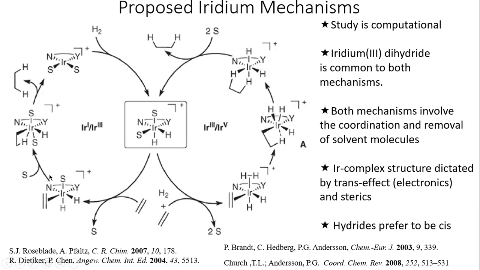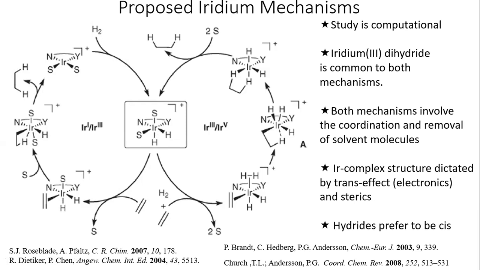And on the other side is more traditional, right? You start here, you add in your alkene, you kick off a solvent molecule, and you go here to this cationic complex, and you add in solvent, which takes you back to iridium 3. And then you just do your insertion followed by reductive elimination to give you your hydrogenated species. And now you're back here at iridium 1. And then if you add in H2, it brings you back here to iridium 3. So these are proposed, they're debated.